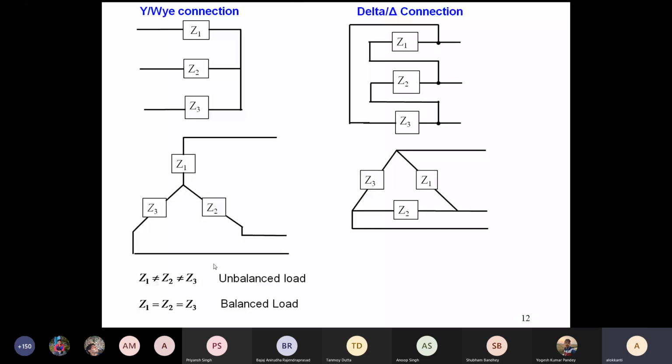Sir, significance of balanced load? Significance of balanced load means since all of them are equal, it will result in simplified calculation, simplified analysis. If there is unbalanced, all the power companies try to keep a balance between the loads. Otherwise, they cannot run the system. They somehow try to balance.